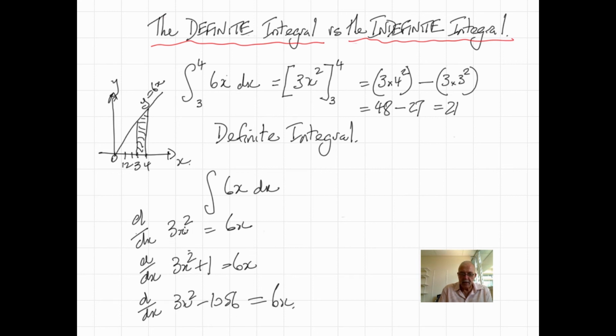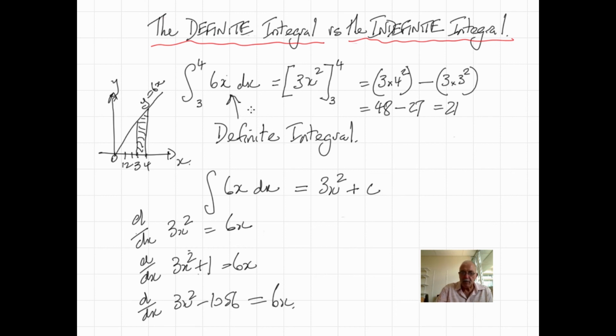How many antiderivatives are there of 6x? There's an infinite number. All of these functions here, when I find the derivative, I get 6x. So how do we overcome that? Well, we'd say, righto, all of these are constants. So the integral of 6x will be the 3x squared will give me the 6x. But bearing in mind the derivative of a constant is going to be 0, I just write plus c.